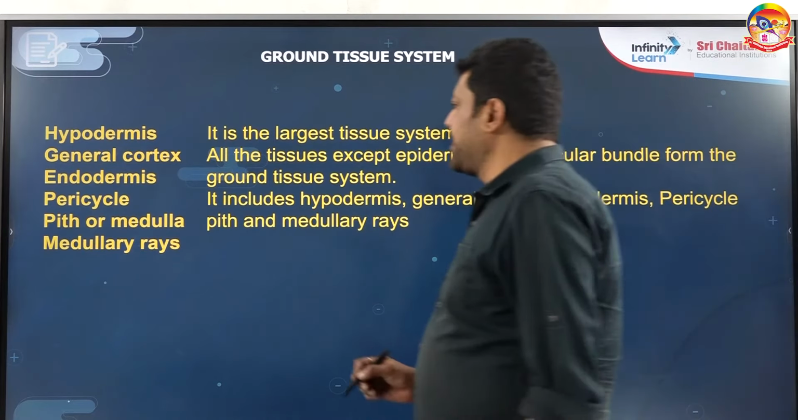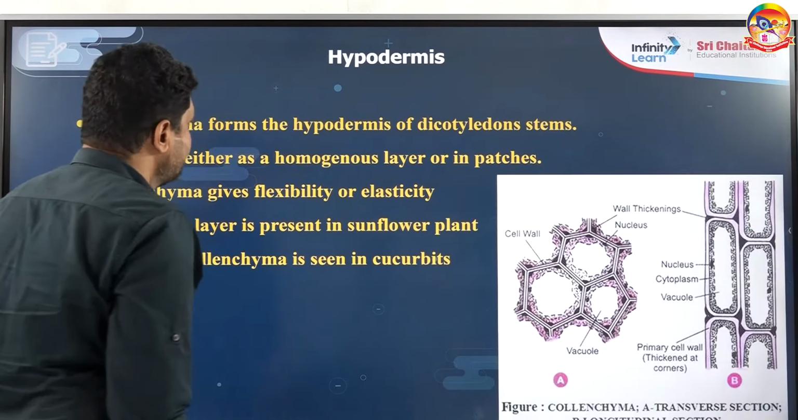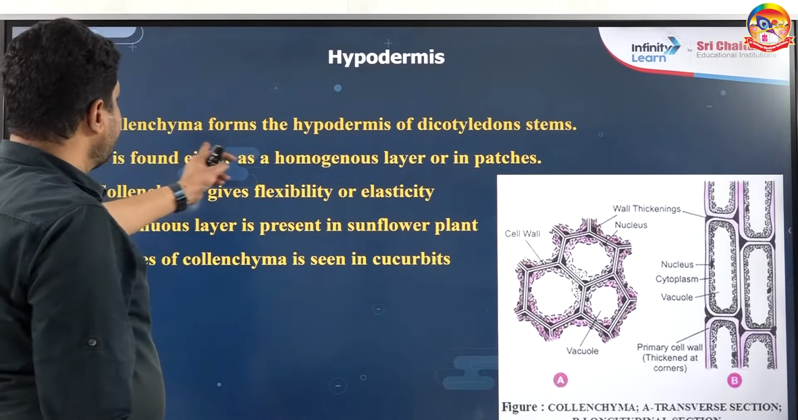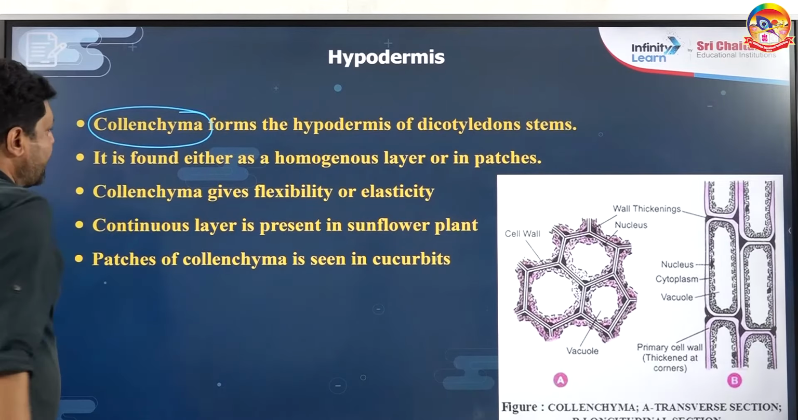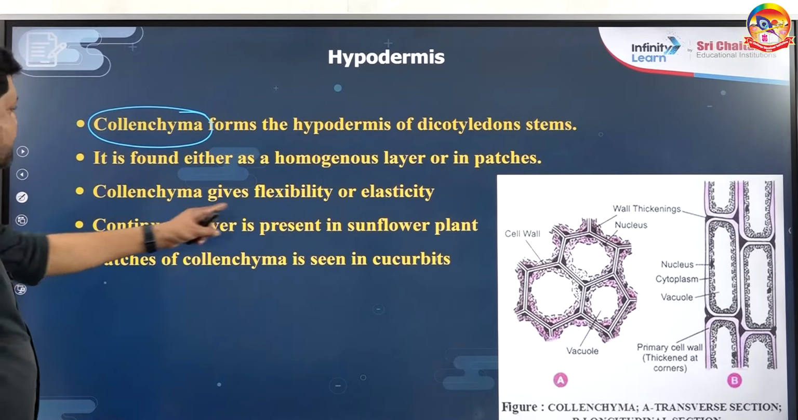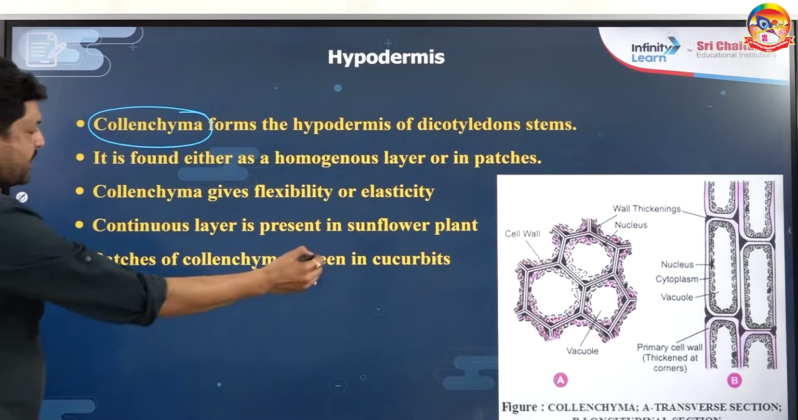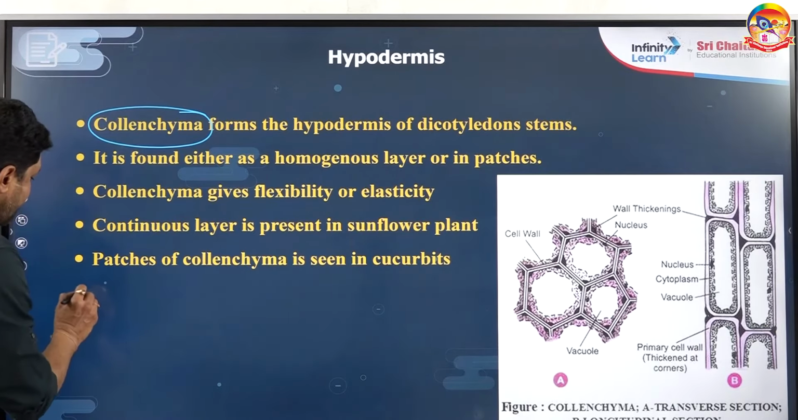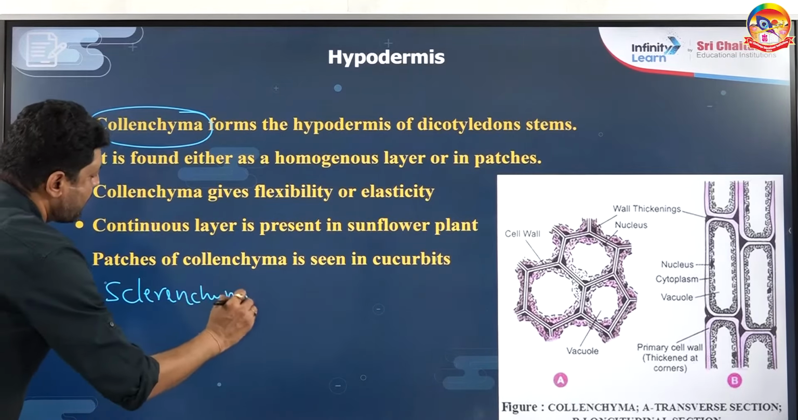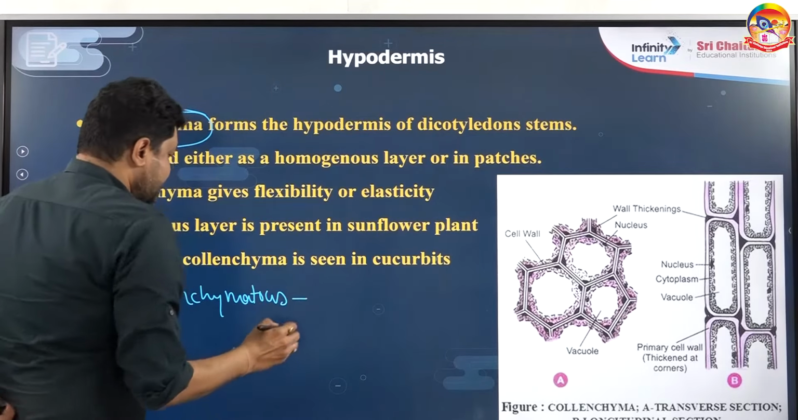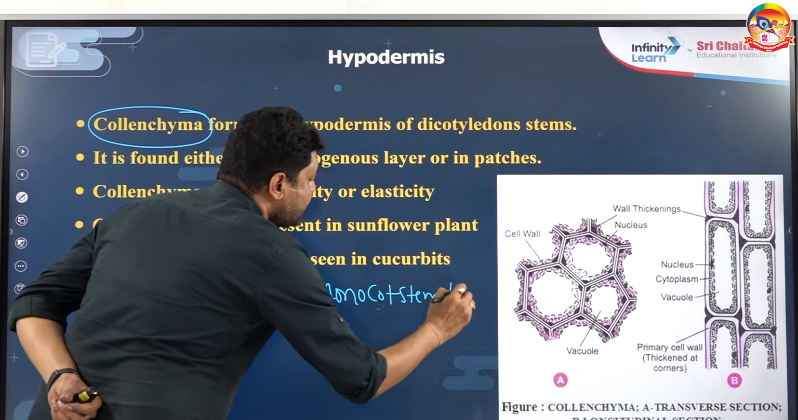In the ground tissue system, I'll go first with hypodermis. Collenchymatous hypodermis in the dicot stem. Observe here it is collenchyma. Point number 1. Collenchyma gives flexibility and elasticity. A continuous layer is present in the sunflower. Patches of collenchyma in cucurbits. I will write one more point here. It is sclerenchymatous in the monocot stem. Hypodermis.